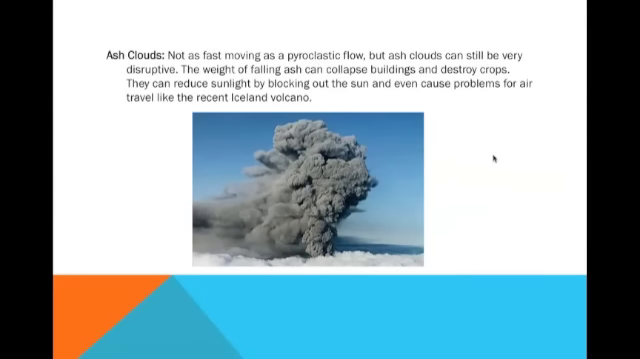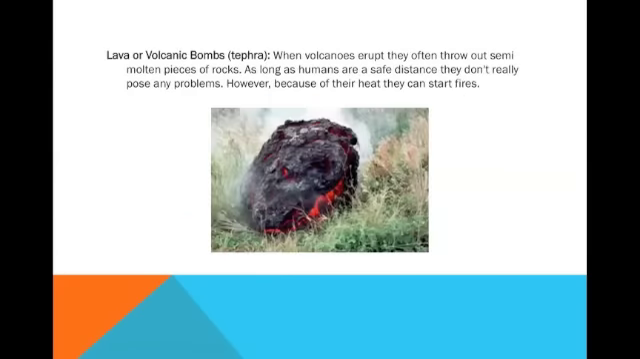Ash clouds. Not as fast-moving as a pyroclastic flow, but ash clouds can still be very disruptive. The weight of falling ash can collapse buildings and destroy crops. They can even reduce sunlight by blocking out the sun and cause problems for air travel, like the recent Iceland volcano. Remember? It was a few years back now when all airplane stuff was stuck and no one could use an airplane.